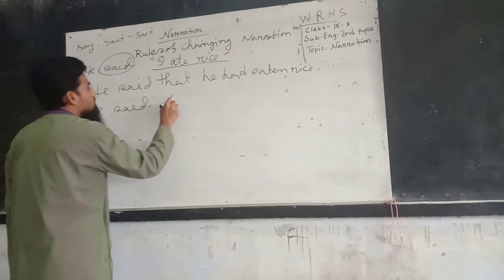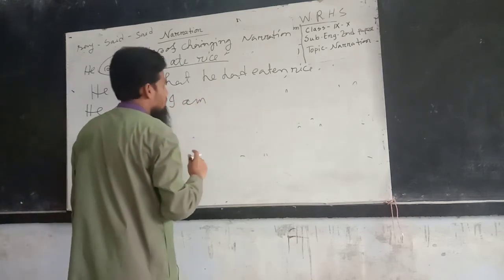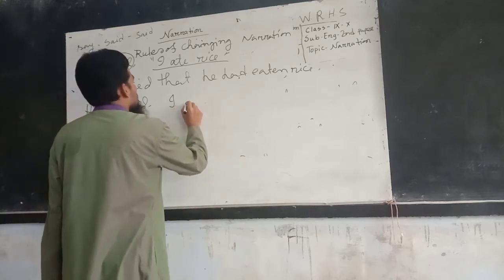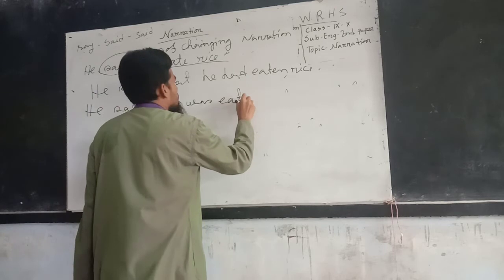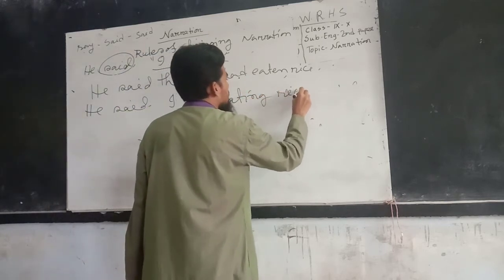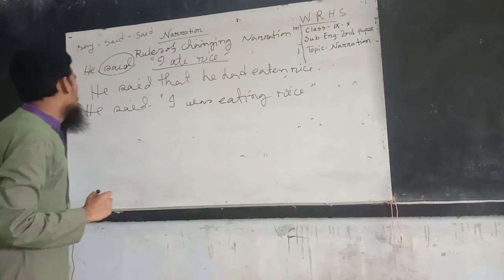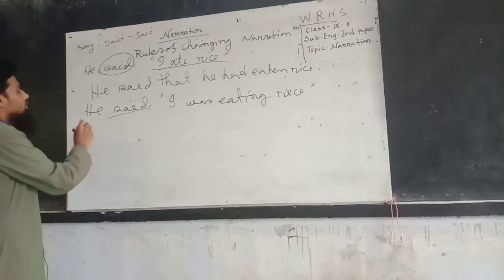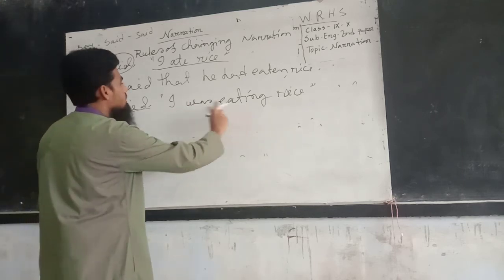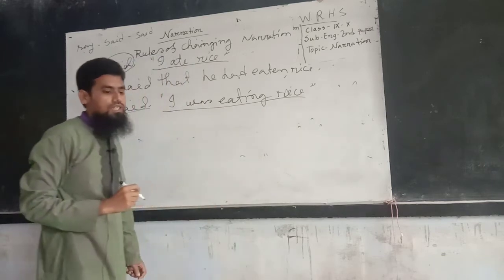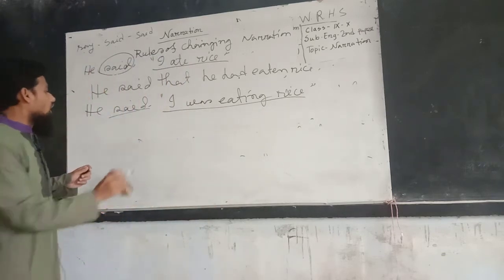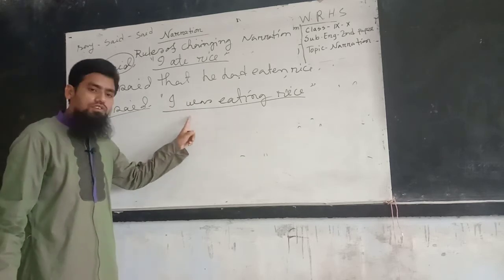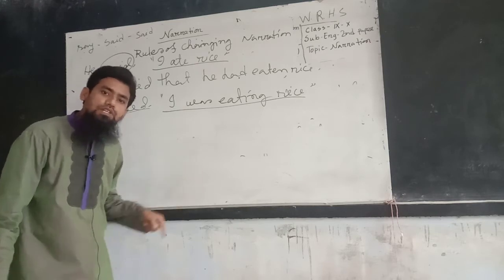He said, "I was eating rice." Here said is the past indefinite. I was eating rice is past continuous. So we know that if our reporting verb is past and our reported speech is also past continuous, we have to change it into past perfect continuous tense.